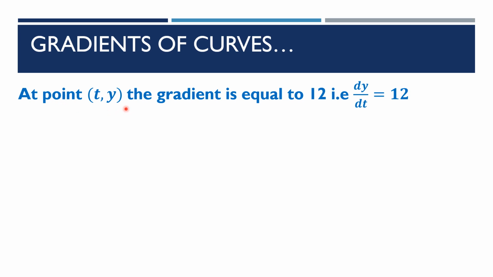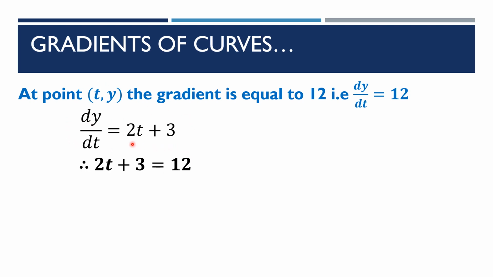According to the equation, we are required to determine the coordinates (t, y) whose gradient is equal to 12. Which means dy/dt is equal to 12. We have already obtained that the gradient function dy/dt is equal to 2t plus 3. So we are going to equate 2t plus 3 to 12, because 12 corresponds to the gradient at the unknown point (t, y). And then at this point, we are going to go ahead and solve for t, which will give us t as 4.5. Once we get 4.5, we need to obtain the corresponding y coordinate.